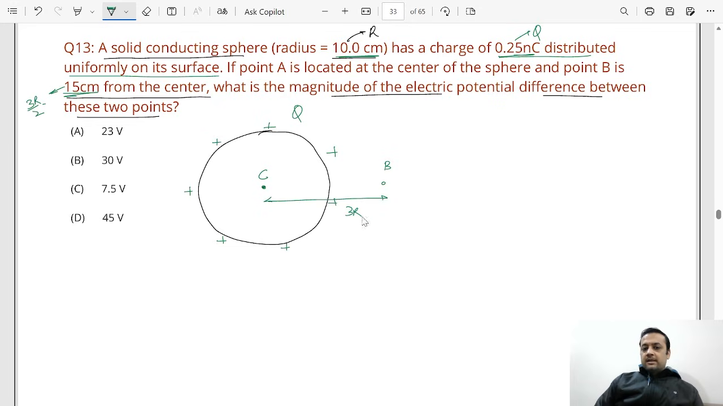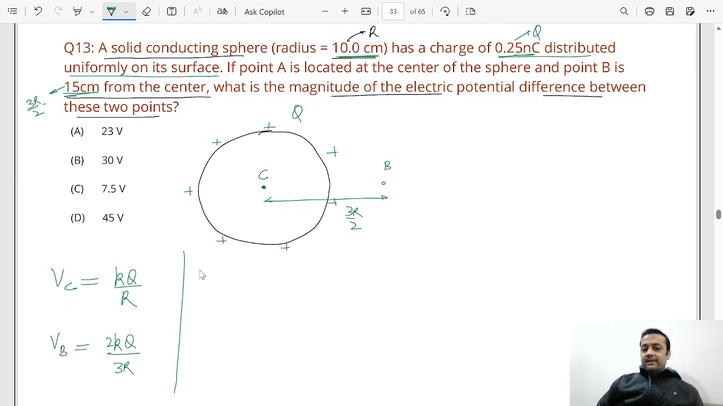Now how will you write the potential at the center? Look, the potential at the center, or in fact at any point inside the sphere, will be constant. Remember, it will always be k into q by r, because the electric field will be 0 at every point. So potential will be constant, which is kq by r. And for the point B, how will you write? It will be kq by the distance of B from the center, which is 3r by 2.